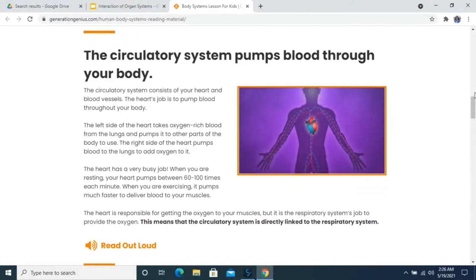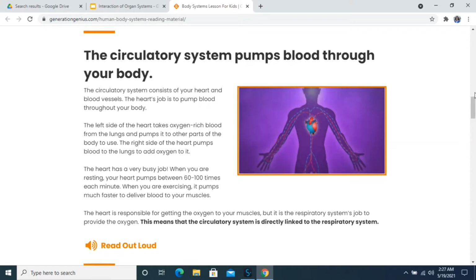All right, let's talk about the circulatory system. The circulatory system pumps blood through your body. The circulatory system consists of your heart and blood vessels. The heart's job is to pump blood throughout your body.